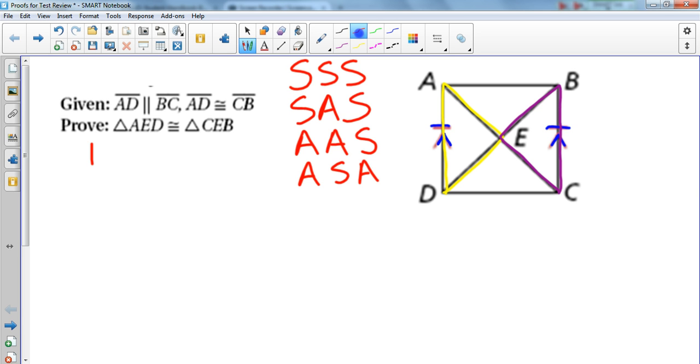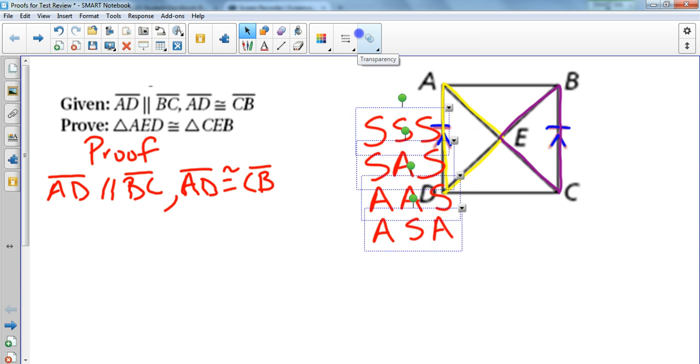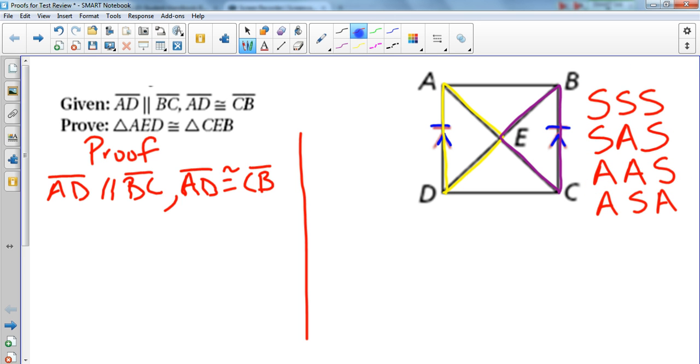Okay, so for our proof, we always write the given, so I'm going to say that AD is parallel to BC. Also, we don't have to put it in two lines, we can put this all in one line. AD is congruent to CB. And I'm going to move these guys over here. Okay, so the reason that we can say that is because it was given to us, right? We look at this picture, it's some given facts, some given information that we know we can work with when it comes to this diagram.